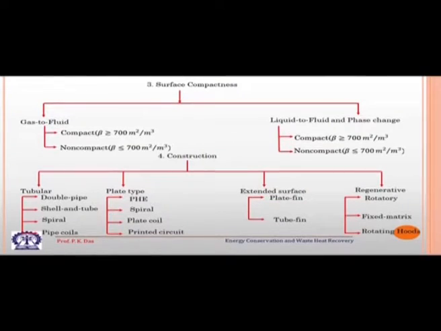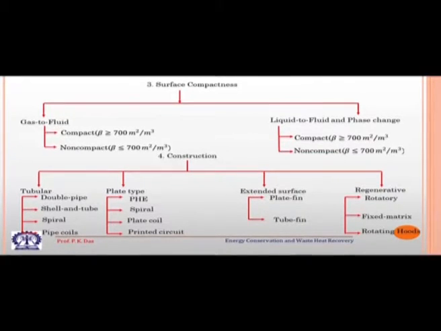The heat exchanger is very compact when it has a large amount of heat transfer area within a small volume. Depending on that, the compactness is defined by a number, beta. When beta is greater than 700 meter square per meter cube, then this heat exchanger is called a compact heat exchanger. When beta is less than this number, it is not a compact heat exchanger.